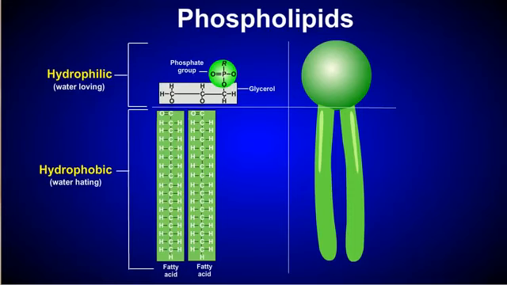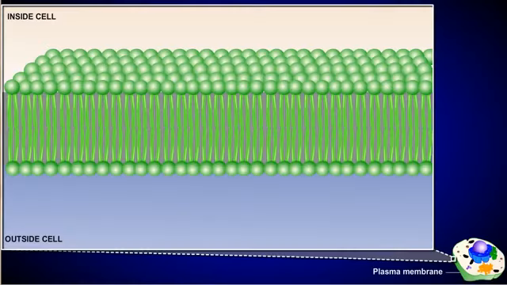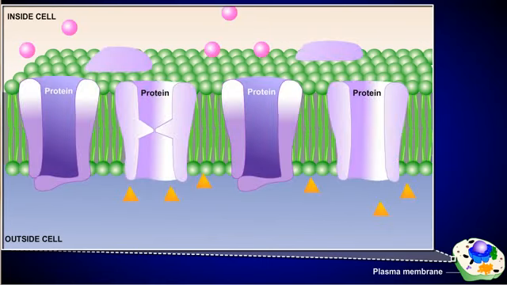Because of these unique properties, when placed in a liquid environment, phospholipids tend to arrange themselves into a phospholipid bilayer, so that only the hydrophilic heads interact with a watery environment, and the hydrophobic tails crowd inward, away from the water. The plasma membrane of a cell also contains other molecules that aid in its function.